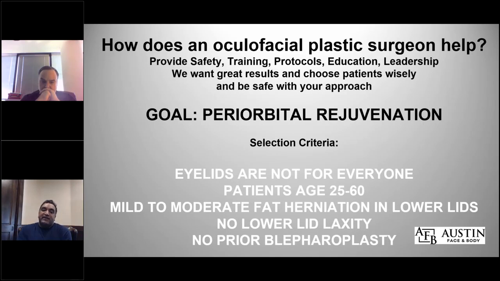I think selection criteria is something that hasn't been perfectly described yet, but our working selection criteria is, one, eyelids aren't for everyone. In general, a good age range would be 25 to 60, with mild to moderate fat herniation. You don't want someone who has pre-existing lower lid laxity, and if they do, you want to do a lid tightening procedure. And really at this point, if they've had prior blepharoplasty, you're putting yourself at risk for lower lid retraction, so we just don't recommend that.